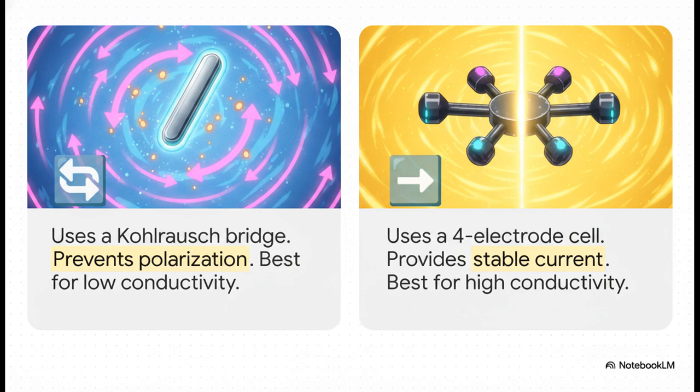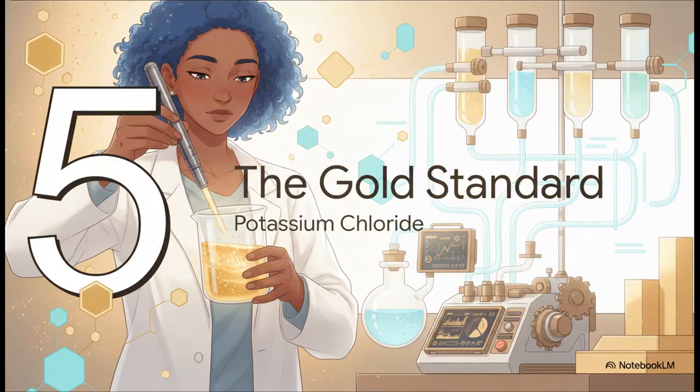But if we're dealing with highly conductive solutions with low resistance, direct current methods using a 4-electrode cell are the way to go. They give us a nice, stable current measurement without all the messy interference you can get with AC. Next up is part 5, setting the gold standard, potassium chloride.